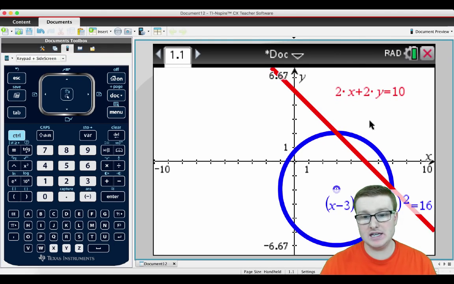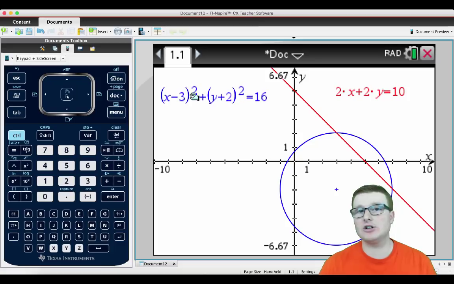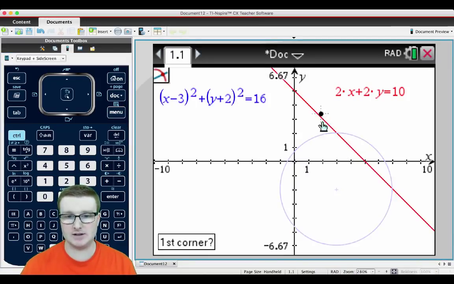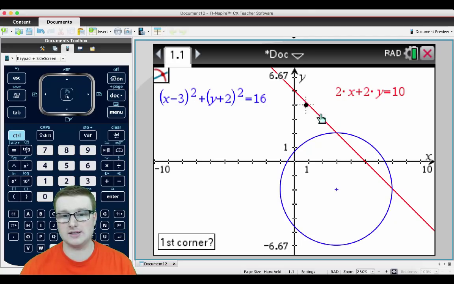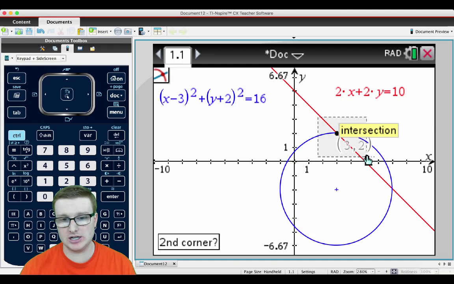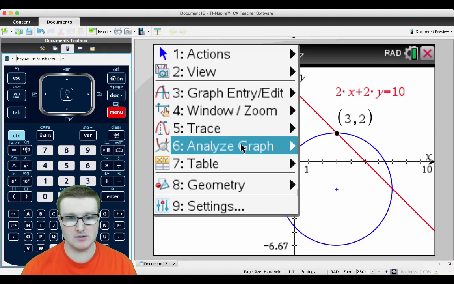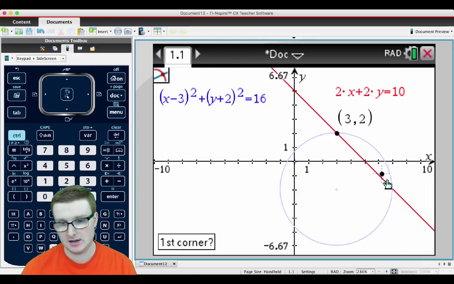Great. So we have these relations, right? Now I'm going to find my intersection point. Go to Menu, Analyze Graph, Intersection. What's nice is they give you a little crosshair here. You click somewhere up here and it creates a shaded region like this. So one of the intersection points is 3, 2. Menu, Analyze Graph, Intersection. Let's find this one down here.